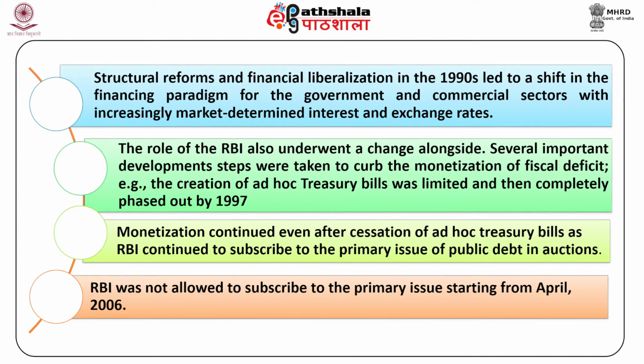However, monetization continued even after cessation of ad hoc treasury bills as RBI continued to subscribe to the primary issue of public debt in auctions. Finally, with implementation of the FRBM Act in 2003, RBI was not allowed to subscribe to the primary issues starting from April 2006. Market borrowing as a fraction of fiscal deficit rose sharply after that. Currently, most of the fiscal deficit is financed through market borrowing. This was an important breakthrough in reducing fiscal dominance over monetary policy.